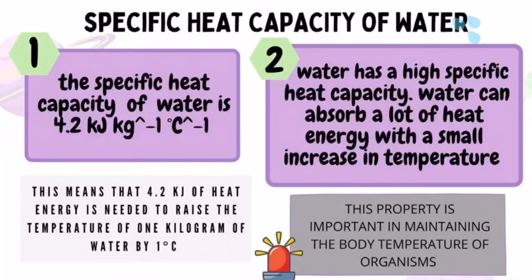Specific heat capacity of water. The specific heat capacity of water is 4,200 joules per kilogram per degree Celsius. This means that 4,200 joules of heat energy is needed to raise the temperature of 1 kilogram of water by 1 degree Celsius.